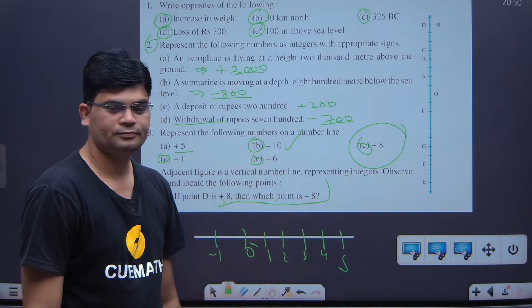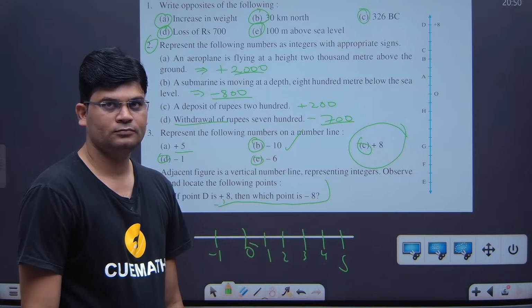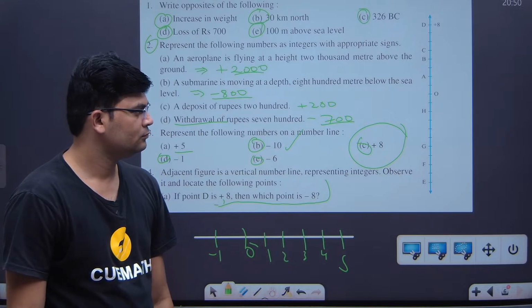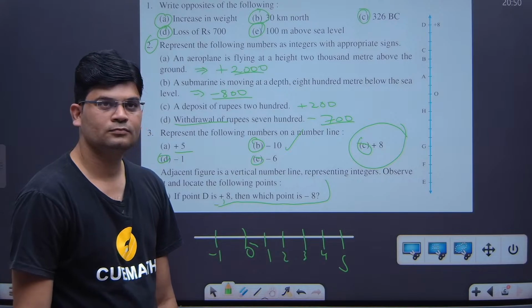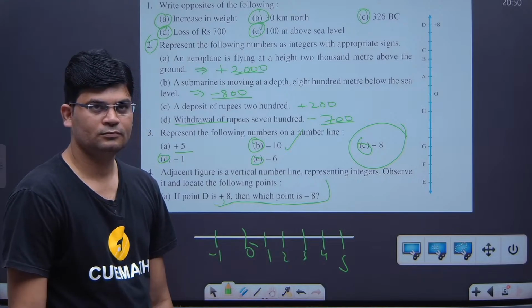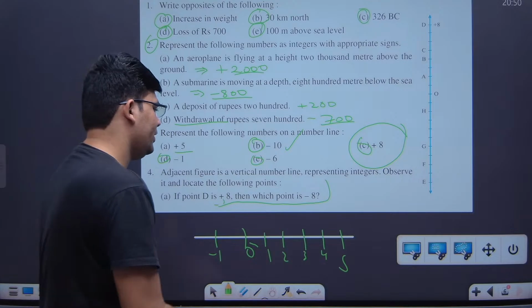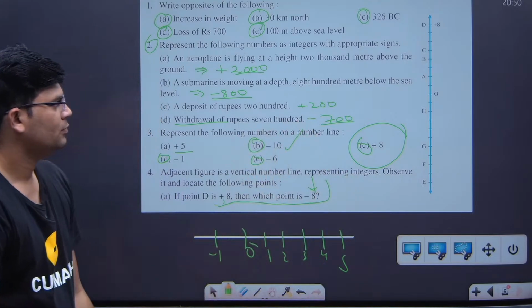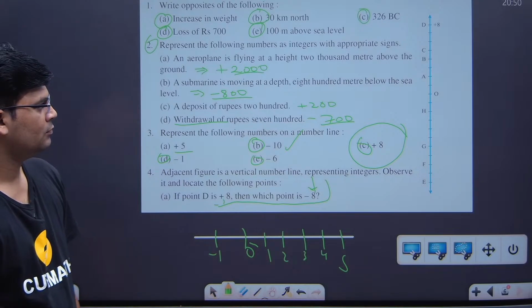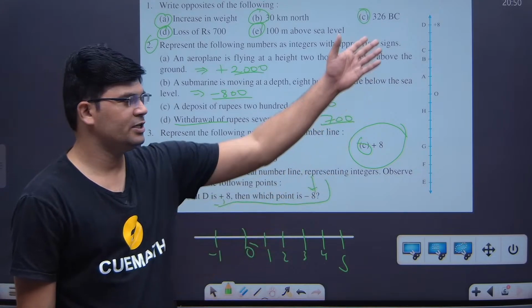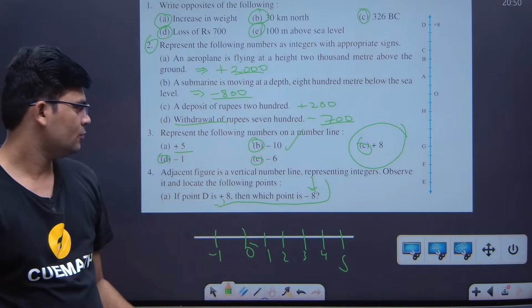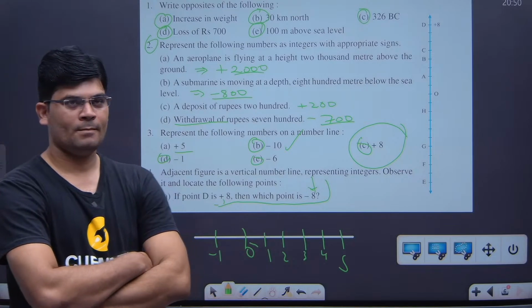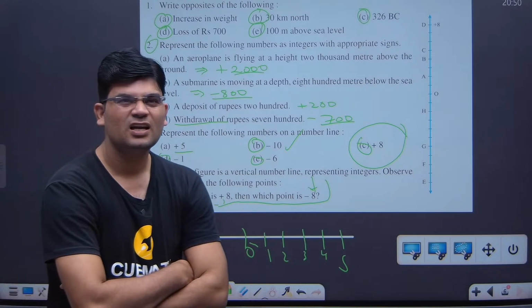Okay, in the next question, tell me if the point D is plus 8, what is minus 8? Which point is minus 8? You have to tell me the name. Come on, D is plus 8. Which point is minus 8? Minus D.